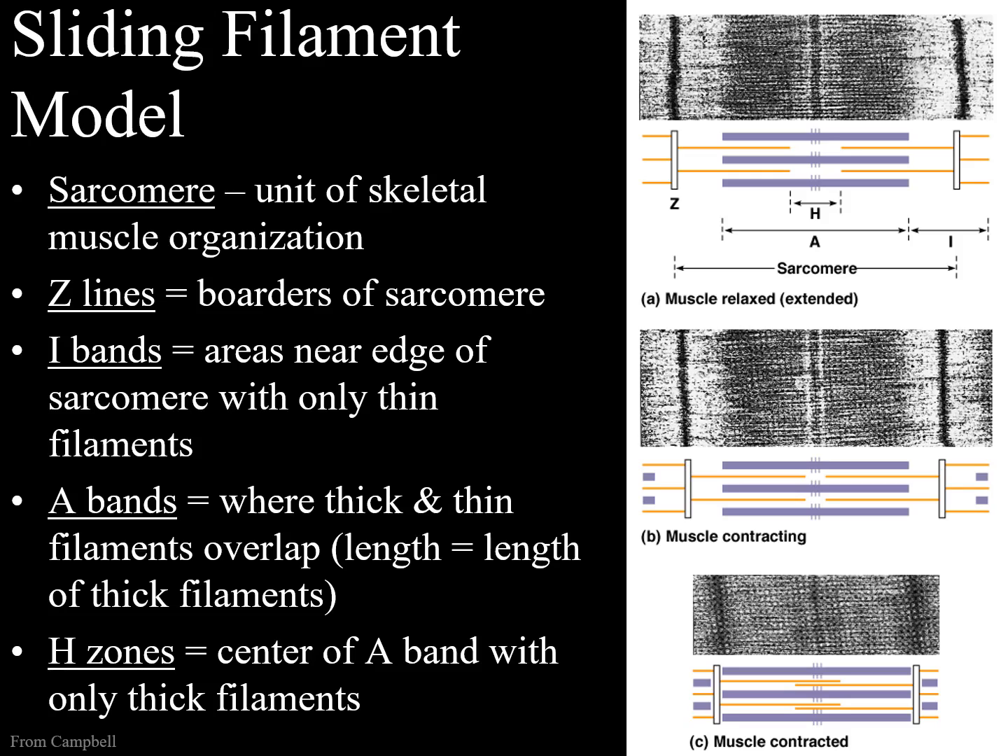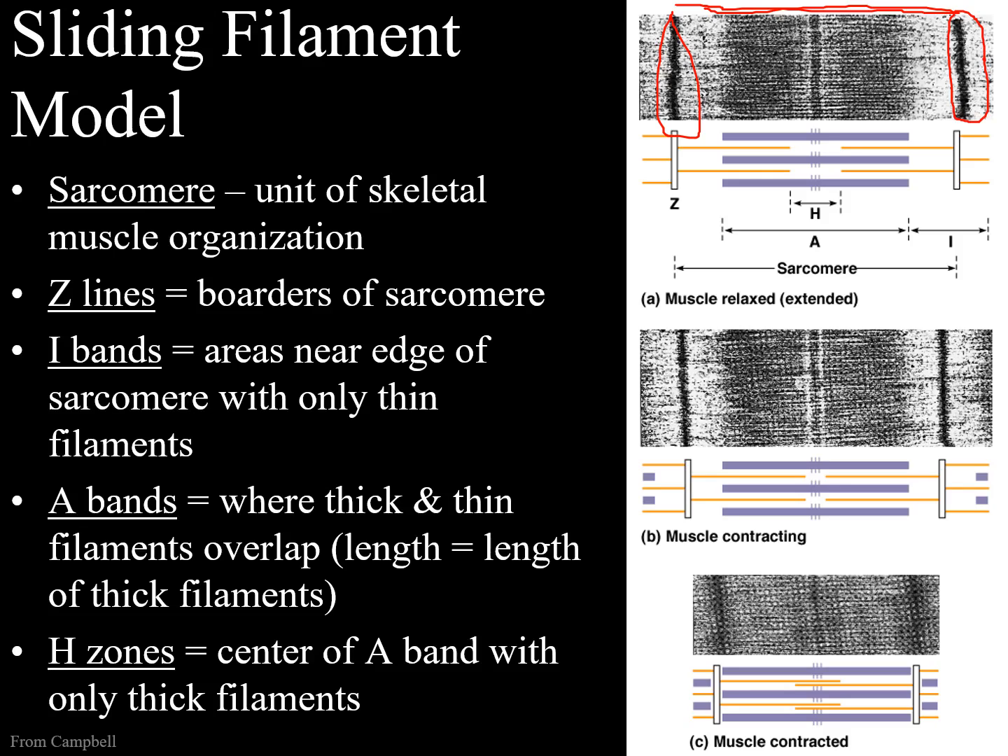So the sarcomere is the length of a muscle between the Z lines. Here's a Z line, here's another Z line, so the sarcomere is the part of the muscle between that. And of course, there's another sarcomere on either side of those Z lines.